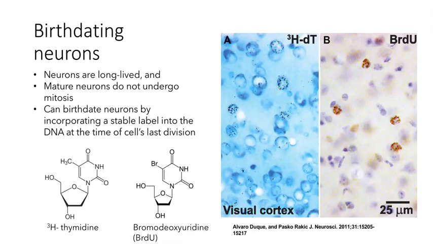This figure shows us birth dating in the visual cortex using either tritiated thymidine or BrdU. For the tritiated thymidine, you develop this using autoradiography, and the label appears as speckles, silver grains. For BrdU, this is usually visualized with an antibody, so here's a brown stain showing which of the neurons were born whenever that pulse was given.